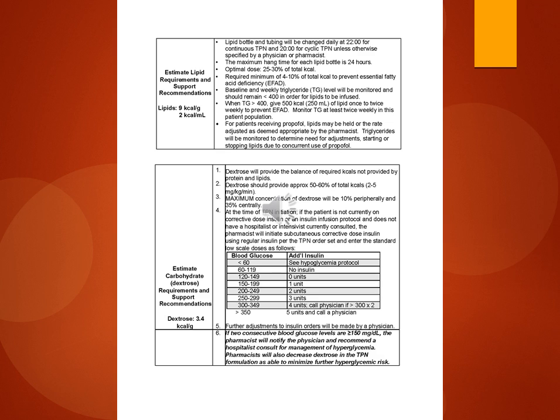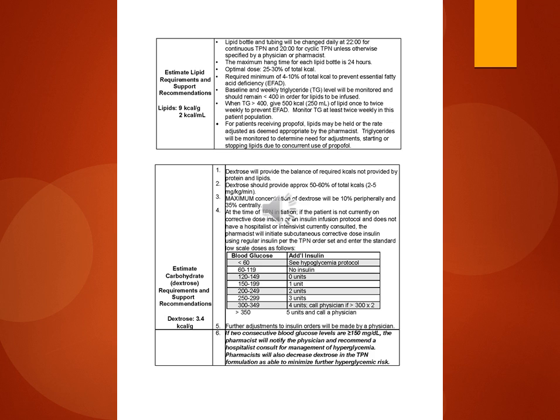Dextrose will provide the balance of required calories not provided by protein and lipids. Dextrose should provide approximately 50 to 60% of total calories, 2 to 5 mg per kilogram per minute. Maximum concentration of dextrose will be 10% peripherally and 25% centrally. The time of TPN initiation.